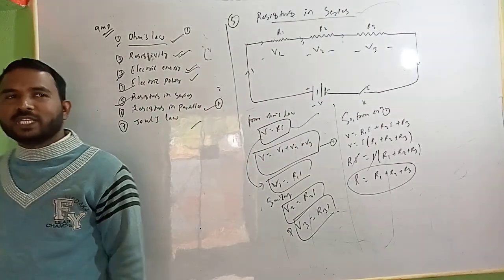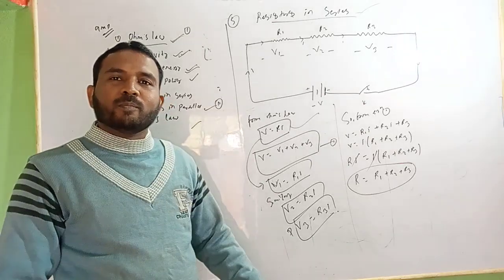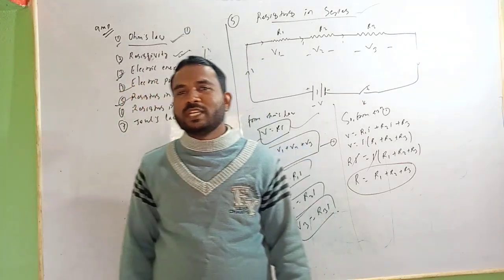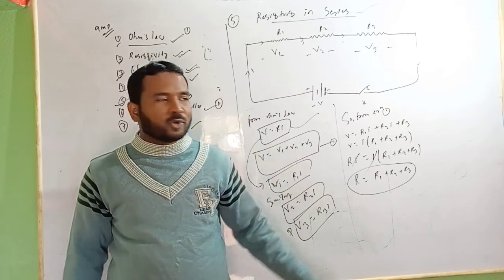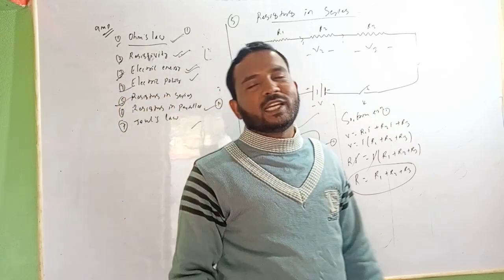Whenever two or more, it doesn't matter that I have taken only 3. You can take n, means 5, 6, 7, 10, 50 more resistors you can take and join into it, and the value will be like that. R is equal to R1 plus R2 plus R3 plus R4, like that you will get.